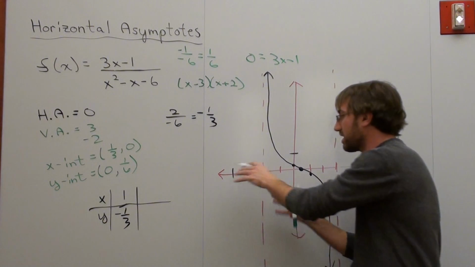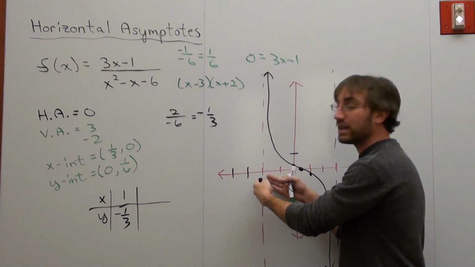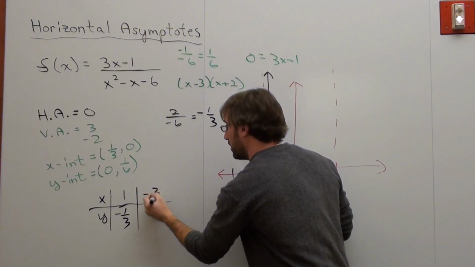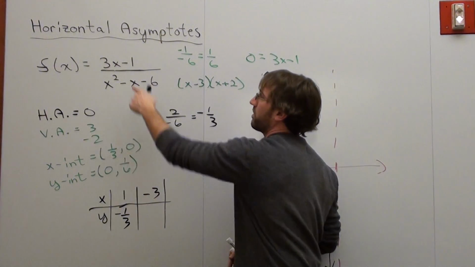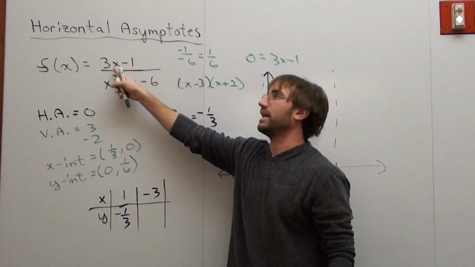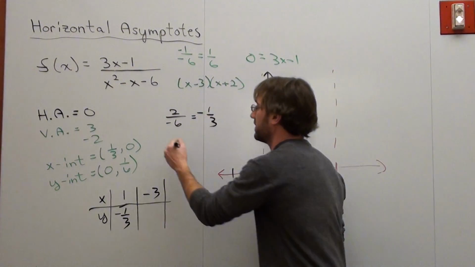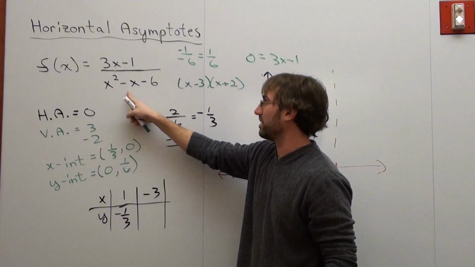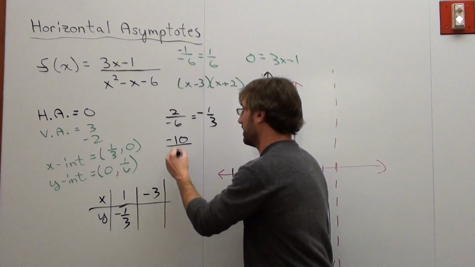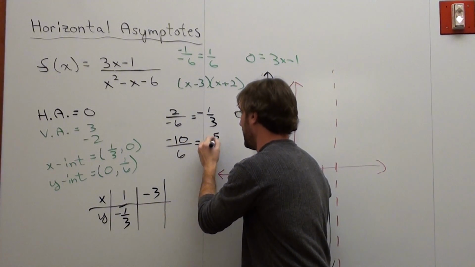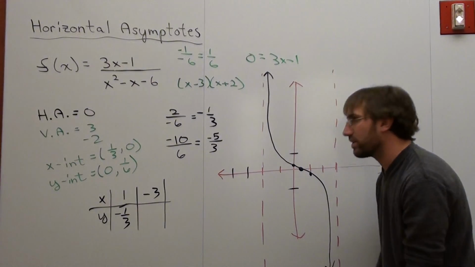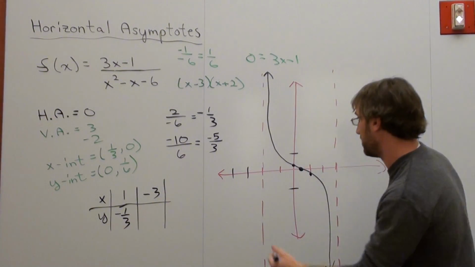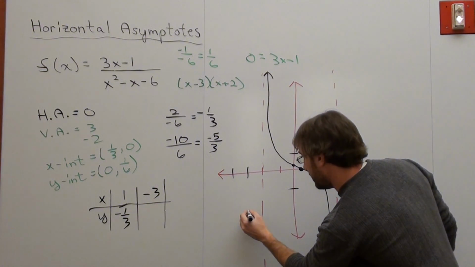What I want to do now is test a couple points in this interval. I can't test negative 2, it's not going to work. So I'm going to test negative 3 out. And when I substitute in negative 3, I get negative 9 minus 1, which is negative 10. And negative 3, that's 9, minus negative 3, that's 12, minus 6 is this. So it's like negative 5/3. So negative 5/3 is like negative 1.6666 repeating. So it's like right here.